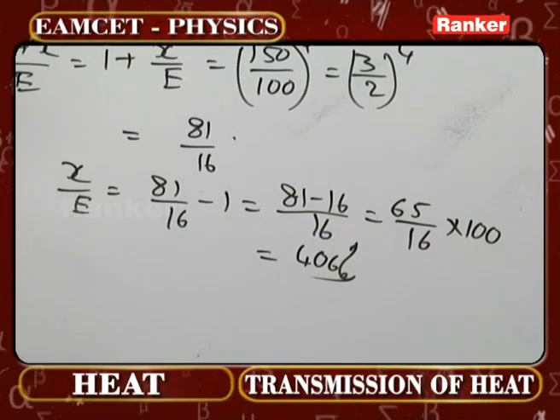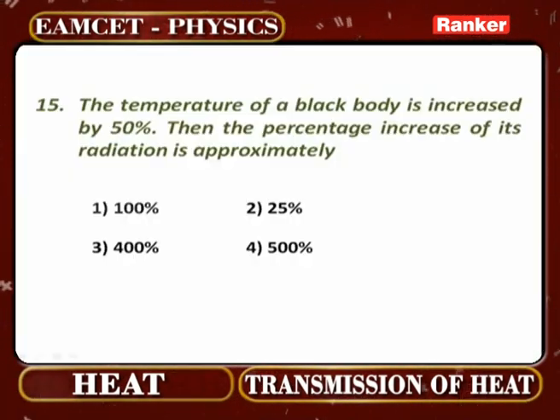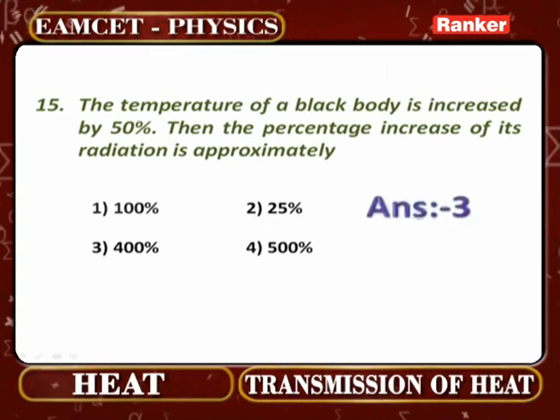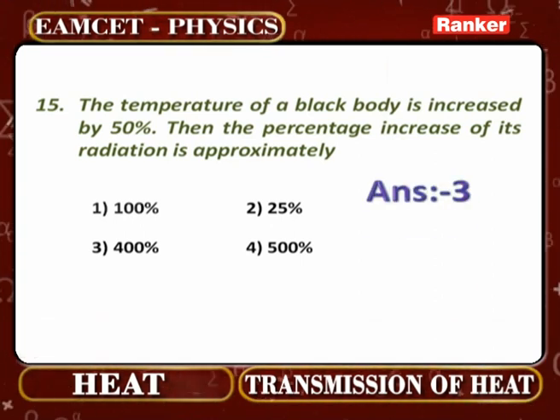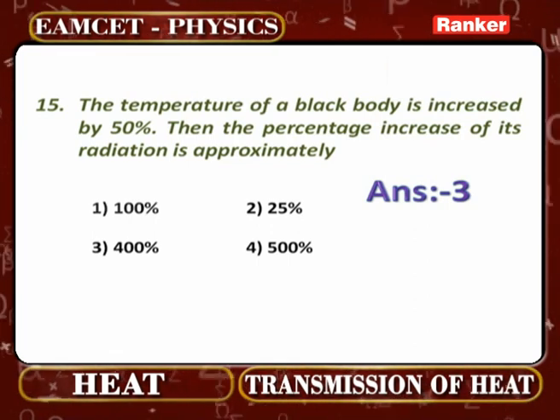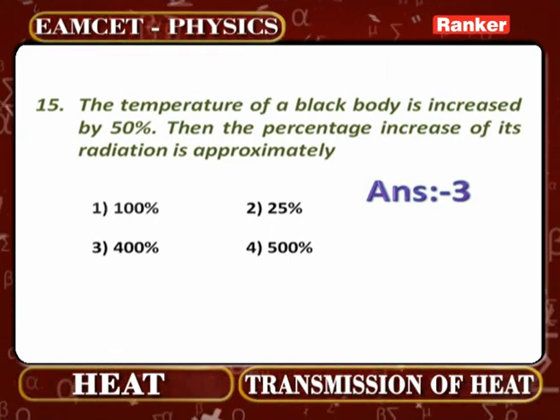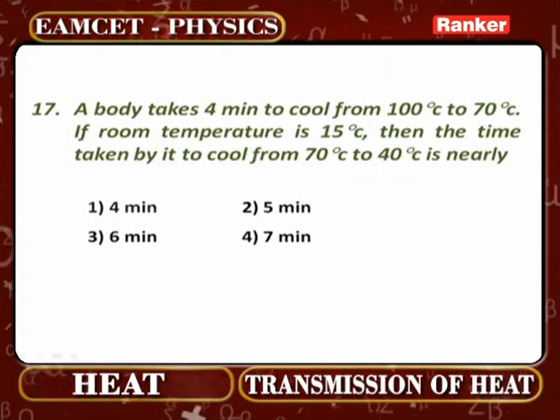But what are the options given? Approximately, that is the question given. So 400% is supposed to be the correct option for us. That means the third option is going to be the correct option for this question number 15. Right? Let us check the next number, that is number 17.